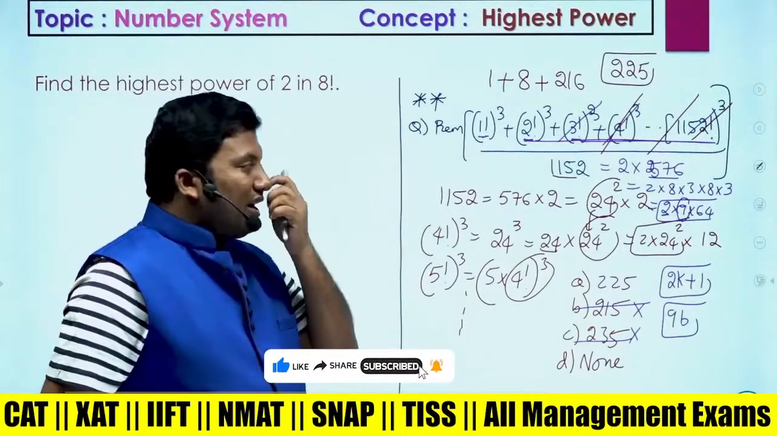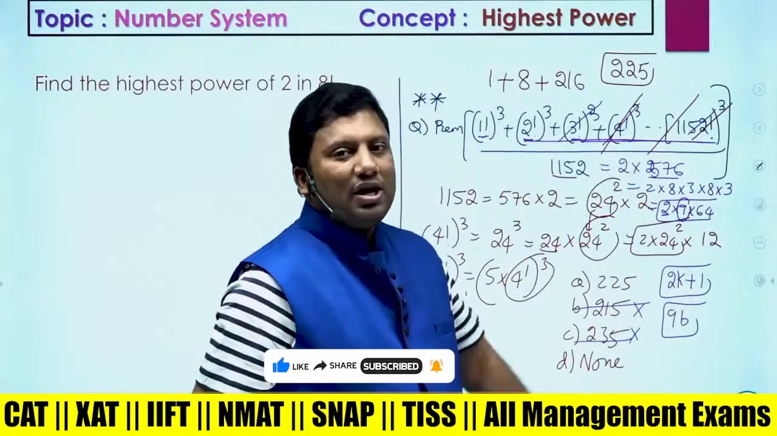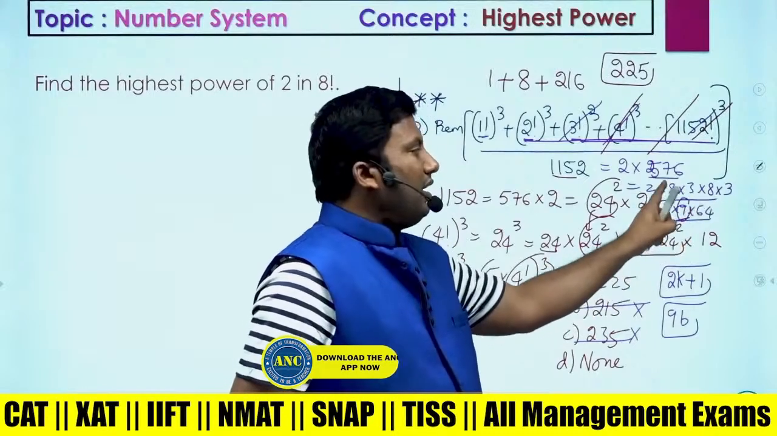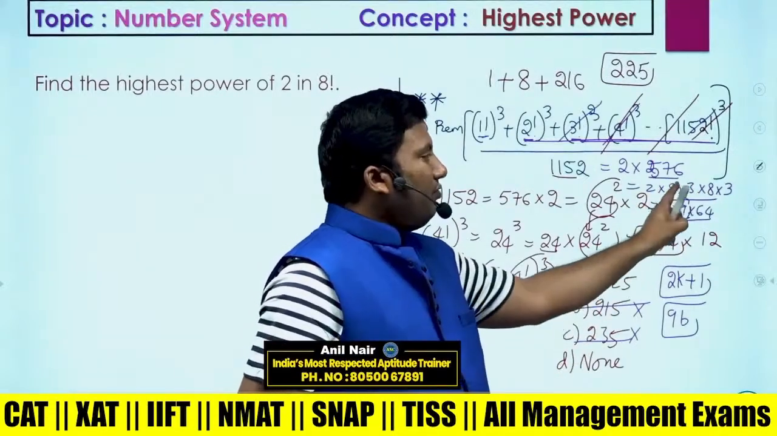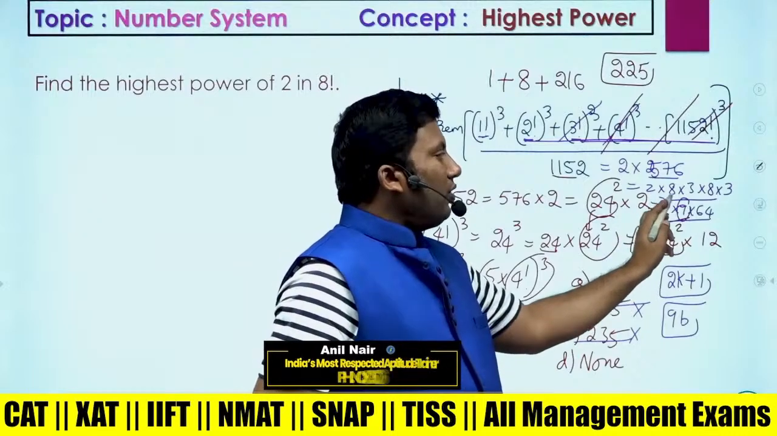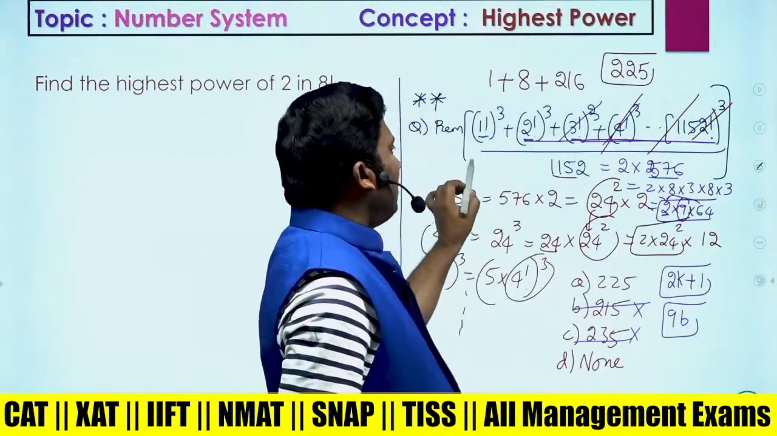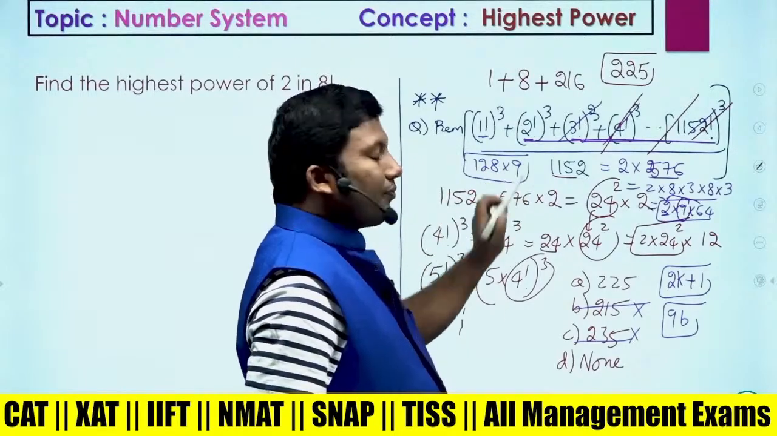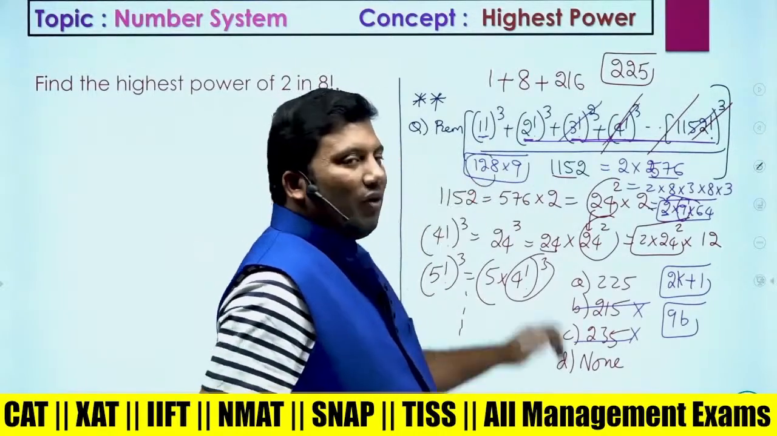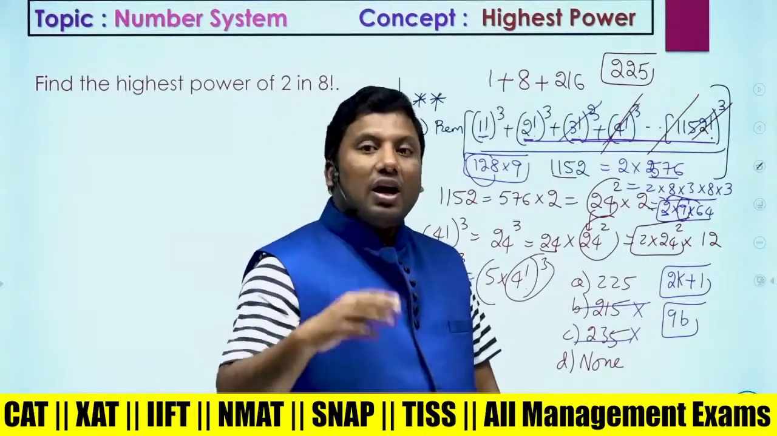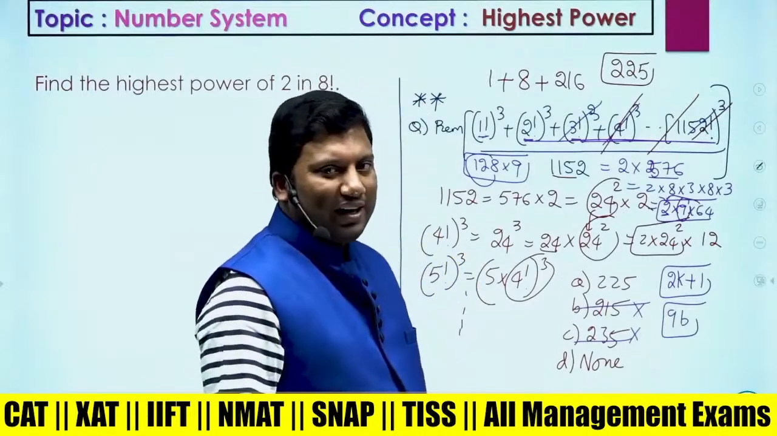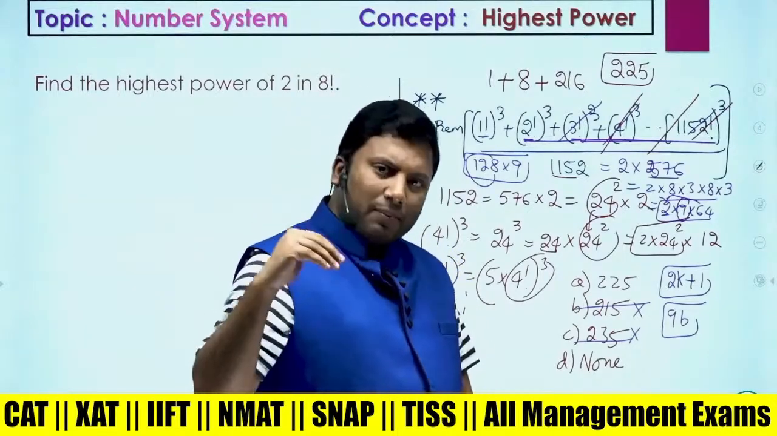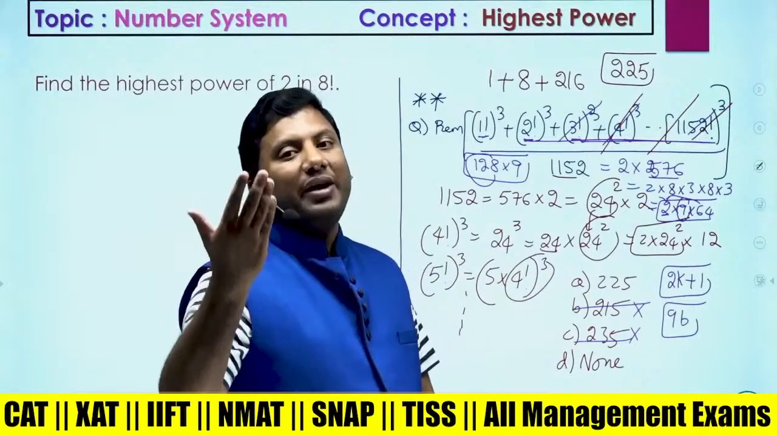In case this logic does not strike, 1152 is 2 into 576. 576 is 24 square, 8 into 3, 8 into 3, and 3 into 3 is 9. So you can do it as 128 into 9. Just to check, 128 is 2 power 7, so the last 7 digits should be divisible by 128. If a number is not divisible by 2, how can it be divisible by 4? If a number is not divisible by 4, how can it be divisible by 8?